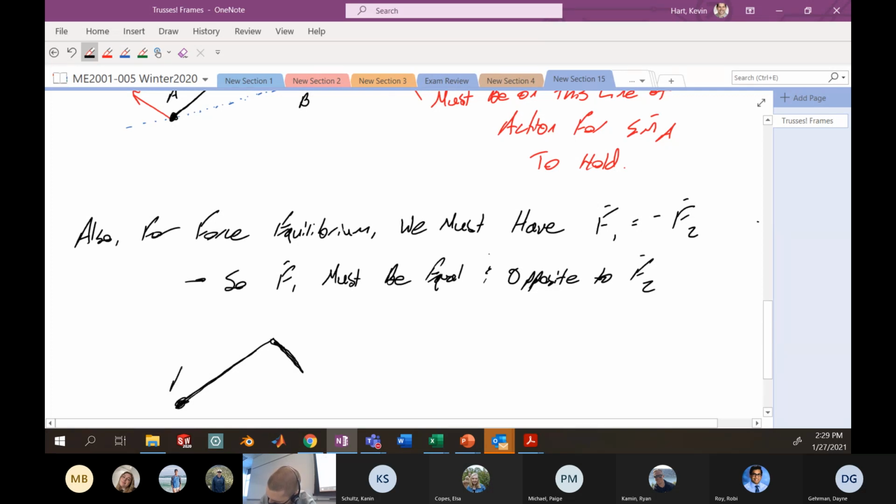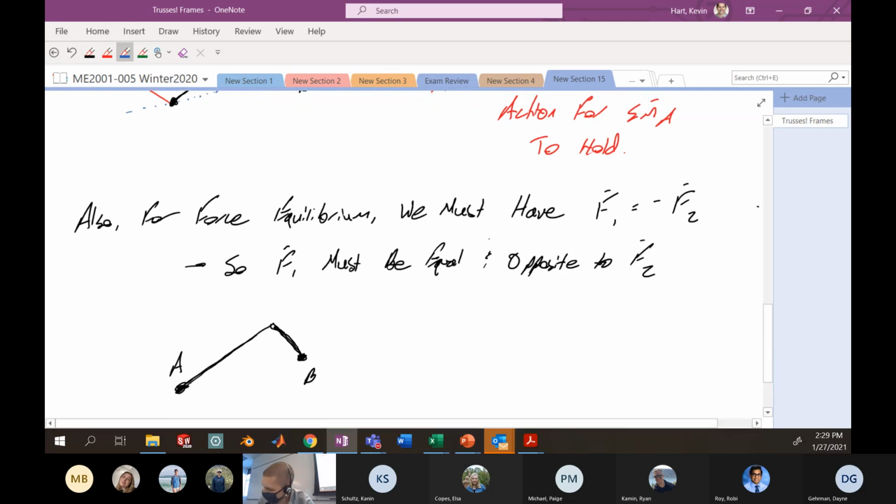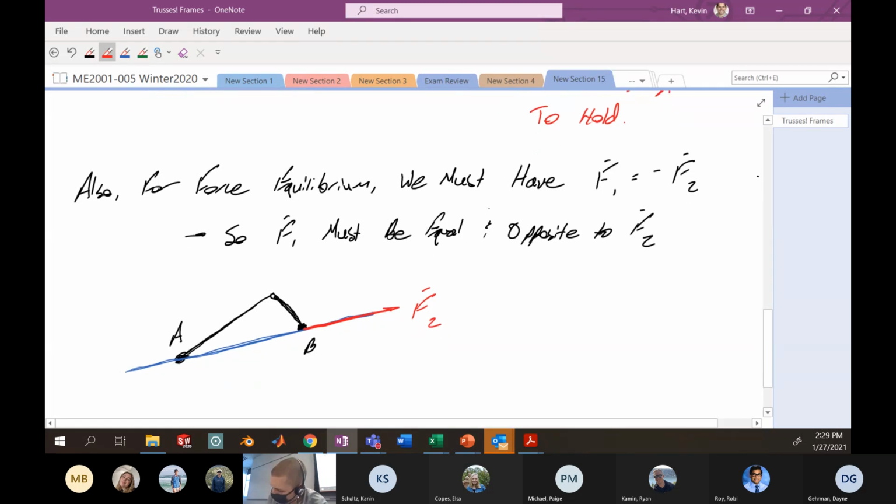this situation. Here's point A. Here's point B. We know because of the first restriction that force number 2 needs to be on this line. That's the restriction that comes from the sum of the moments about A equal to 0. Now, to also enforce my force equilibrium, that is that the sum of the forces has to be 0, the force at A must also be along this line in the opposite direction.